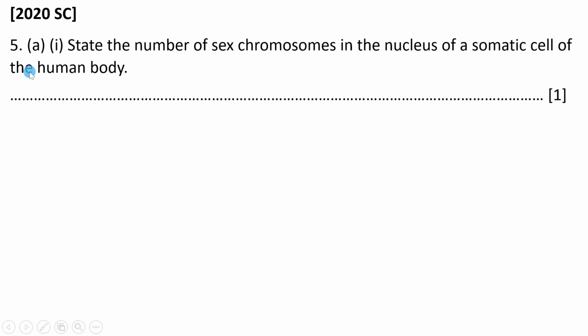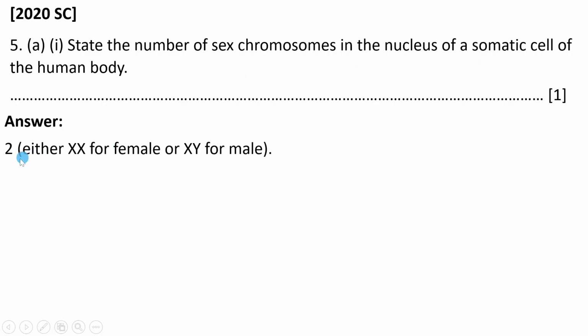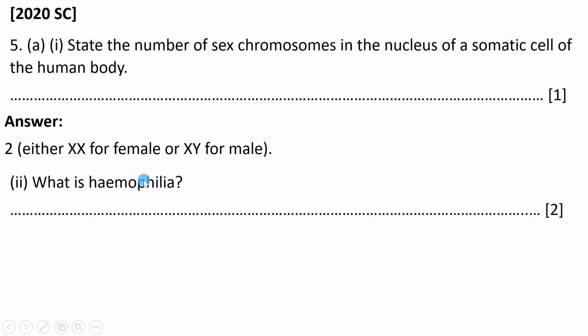Then we got to another question which came in 2020. It was 5 as usual. Roman numeral 1, state the number of sex chromosomes in the nucleus of a somatic cell of the human body. So we are saying answer 2. Either XX for female, or you have XY for male. Now we are done with that.